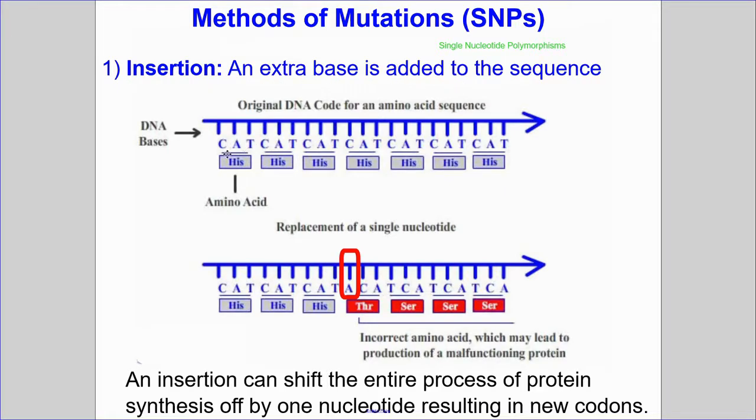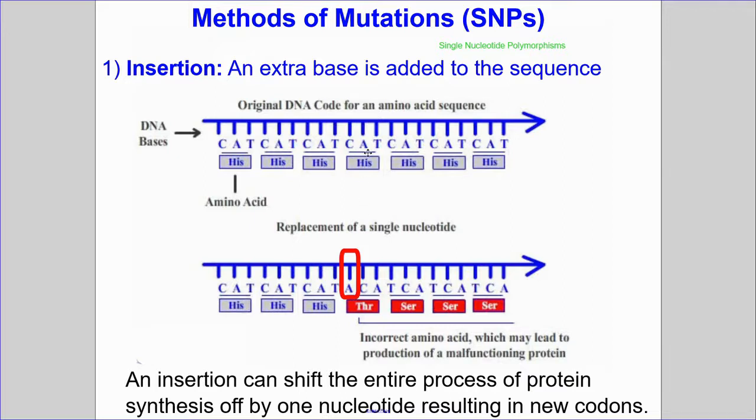So here's our original strand, CAT, CAT, CAT, CAT. This would code for histidine, histidine, histidine, all the way down this amino acid sequence. In our mutated sequence, between the T and the C, an A has been inserted. And so what's going to happen is this is going to throw off all the codons from this point forward.